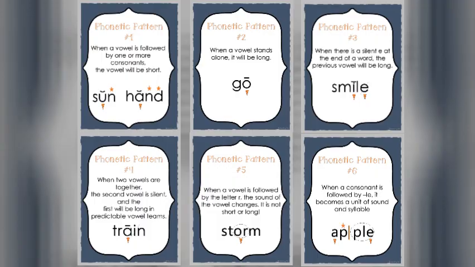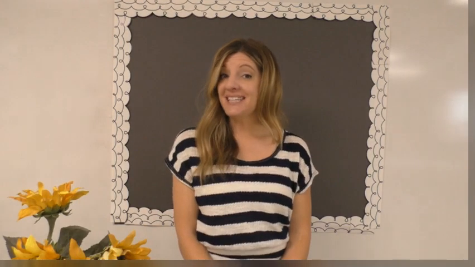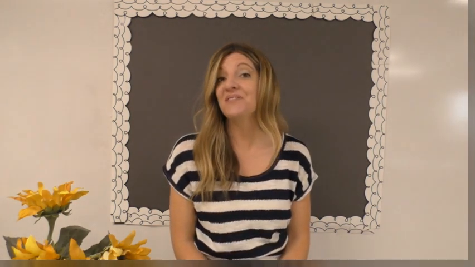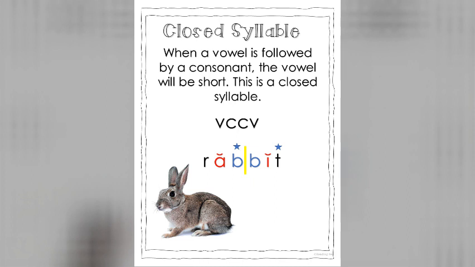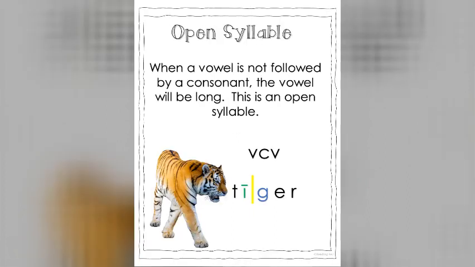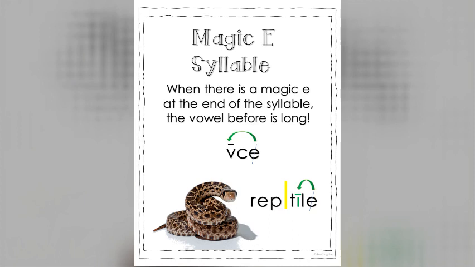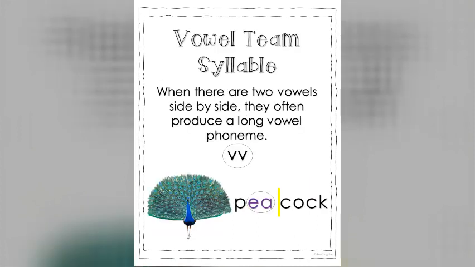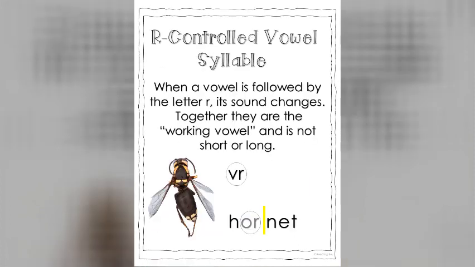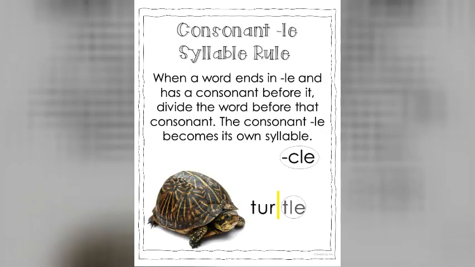Everyone, we're back. And guess what? We've done it. We've learned the 6 major phonetic patterns in the English language. Those 6 phonetic patterns are also our 6 syllable types. Let's review what we've done so far. We've learned closed syllables, open syllables, magic E syllables, vowel teams and diphthongs, R controlled vowels, and consonant LE syllables.